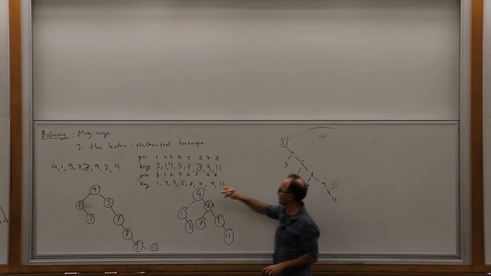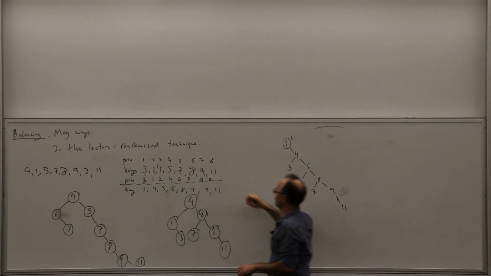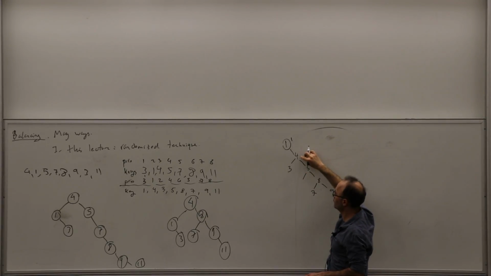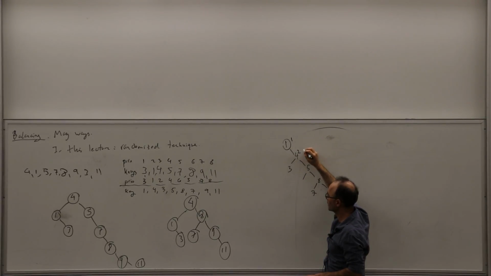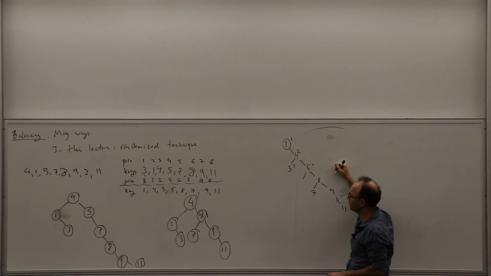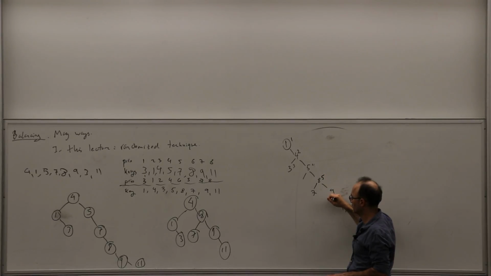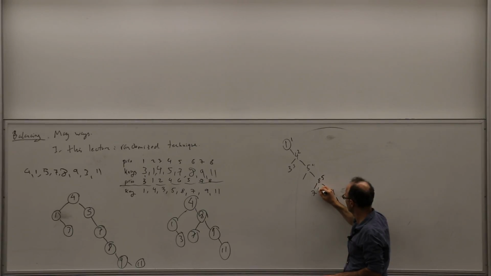Okay, let's write the priorities. Tell me the priorities for each key. So 1 has priority 1, 4 has priority 2, 3 has priority 3, 5 has priority 4, 8 has priority 5, 7 has priority 6, 9 has priority 7, and 11 has priority 8.